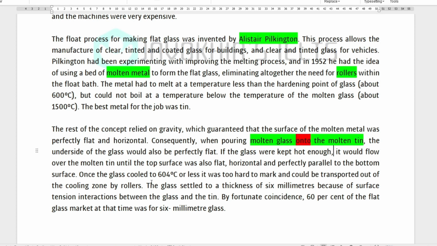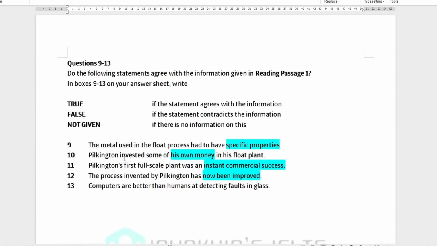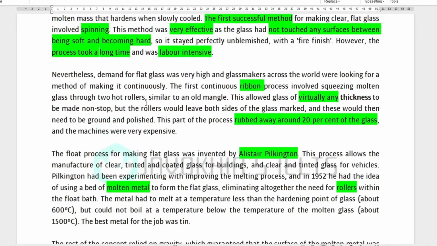Once the glass cooled to 604 degrees Celsius or less, it was too hard to mark and could be transported out of the cooling zone by rollers. So once again, it could be transported out by rollers. So yeah, the correct answer was rollers here, number 8. So the metal used in the float process had to have specific properties.